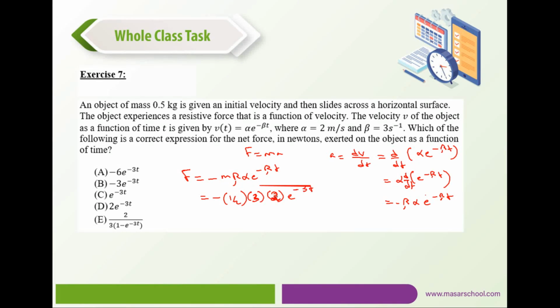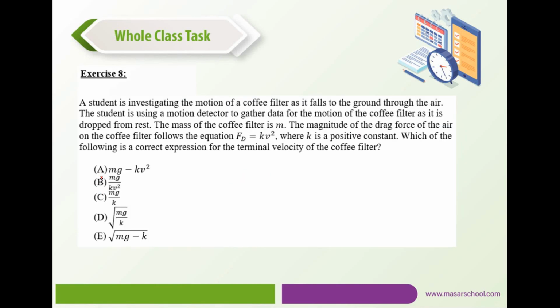No need to use the calculator because this would cancel with this, and that would give us minus 3t, which makes B the correct answer.